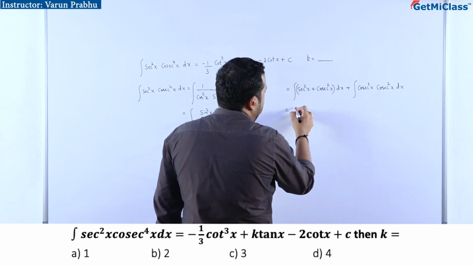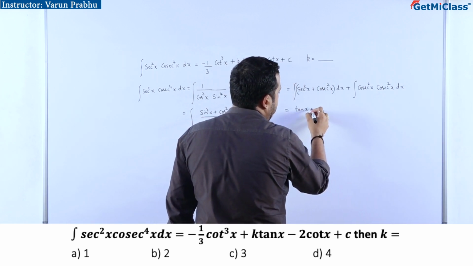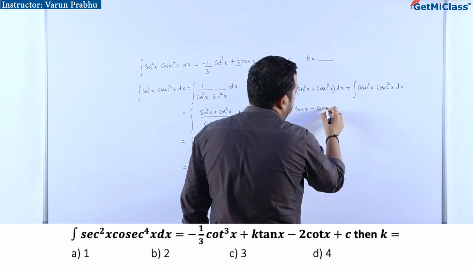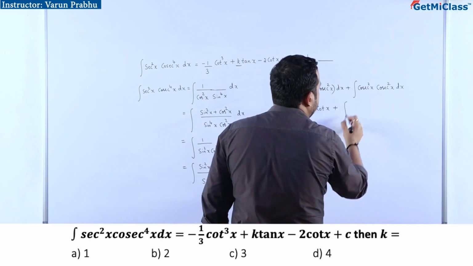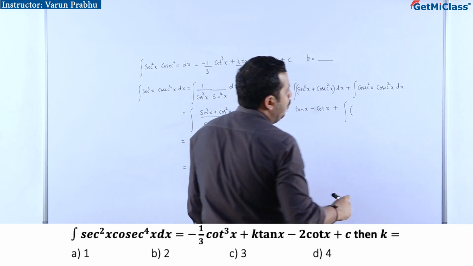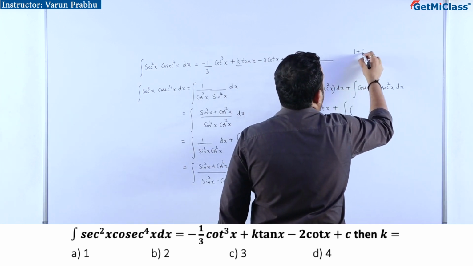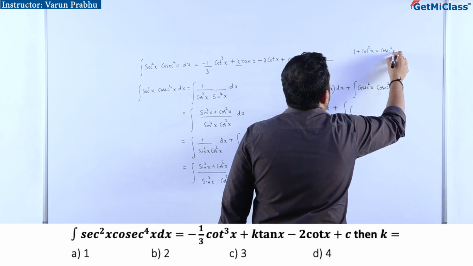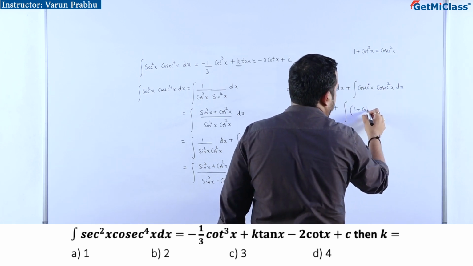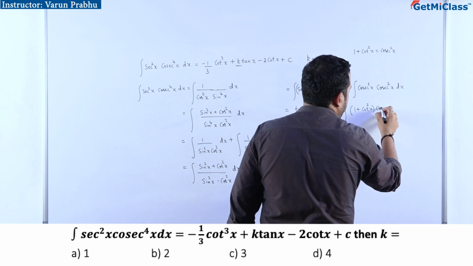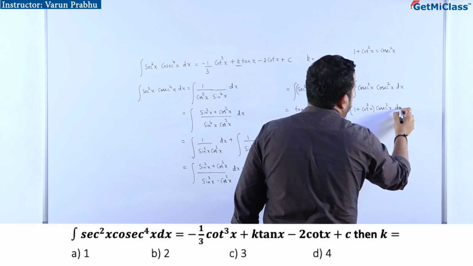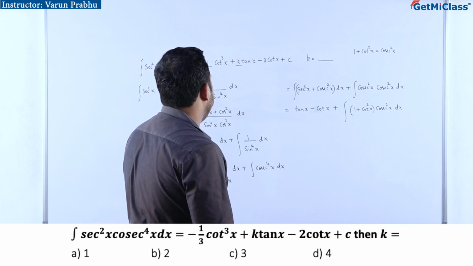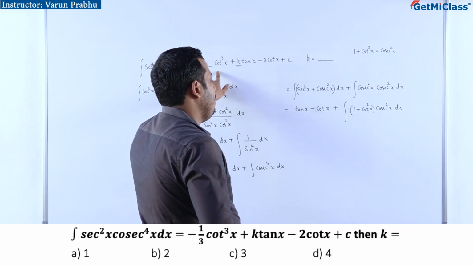So now what is the integration of secant squared x? This is nothing but tan x. Cosecant squared x is nothing but minus cot x, correct, plus integration of cosecant squared x. 1 plus cot squared x is nothing but cosecant squared x, right. So I can say here this is nothing but 1 plus cot squared x into cosecant squared x times dx, right or not. Are you following?